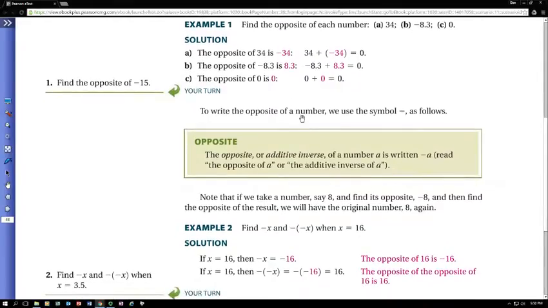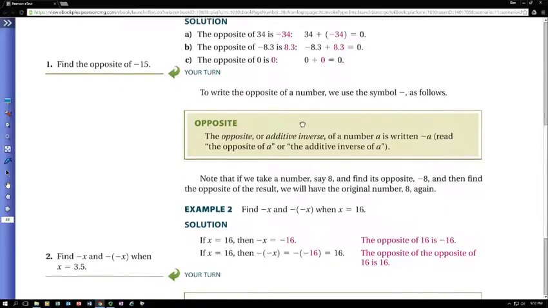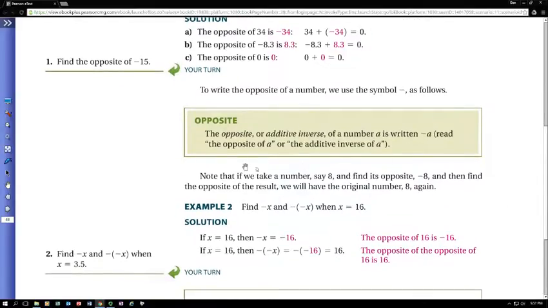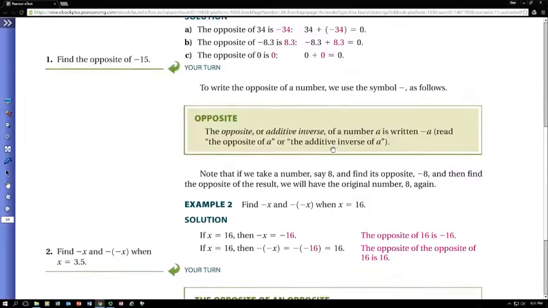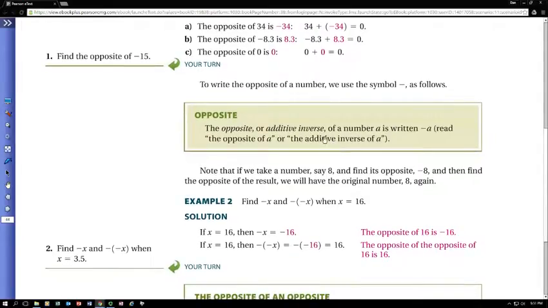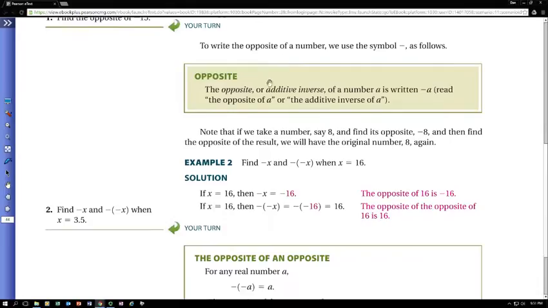To write the opposite of a number, we use the negative symbol as follows. Now, this seems to me like kind of a waste of ink, but they've got opposite or additive inverses. If the number a is written as negative a, we read it as the opposite of a, or the additive inverse of a. And basically they're saying this works for all numbers. We show it works for 8.3 and negative 8.3 and so on, but it works for everything.